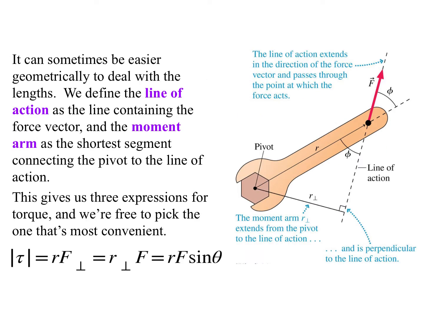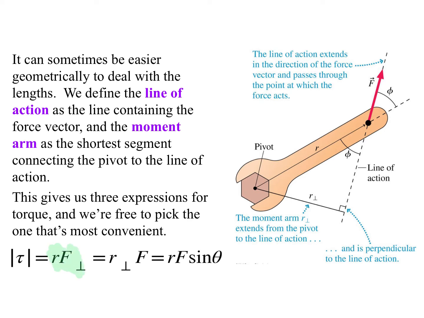It can sometimes be easier to geometrically deal with the lengths rather than the components of the force. So we define something called the line of action as the line that contains the force extended forward and backward as need be. And we define the moment arm as the shortest distance from the pivot to the line of action. We usually denote the moment arm R perpendicular because, as we know from geometry, the shortest distance between a point and a line is along the line perpendicular to that line. So this direction. Together, these give us 3 different expressions for torque, and we're free to pick whichever one is the most convenient. We can use that the magnitude of the torque is R times F perpendicular.